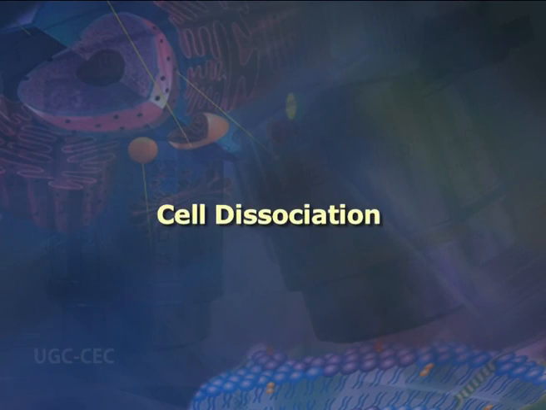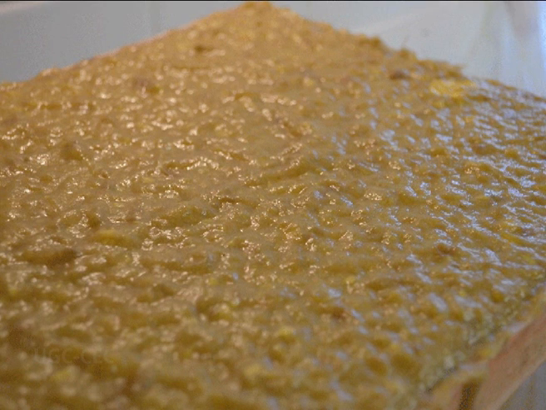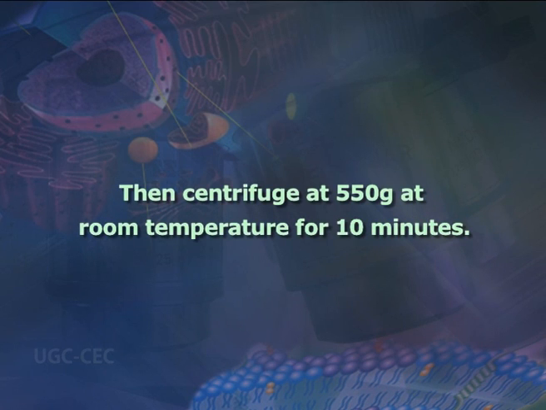Cell dissociation: dissociate the sponge cells by mechanical dissociation. Briefly rinse the sponge in filtered seawater, cut into little pieces and press through a nylon mesh with a pore size of 100 µm to obtain a suspension of dissociated cells. Then centrifuge at 550 g at room temperature for 10 minutes.